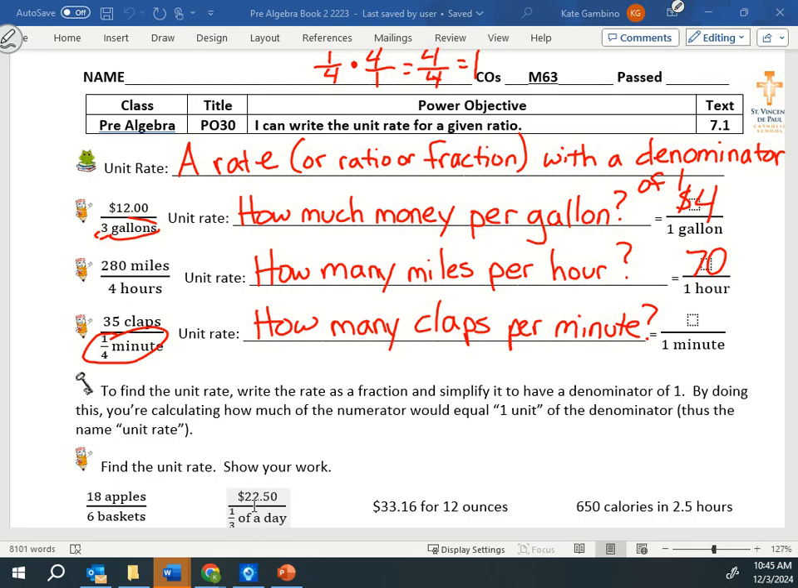So if I multiply 1/4 times 4 to get 1 minute, how many claps am I doing in that minute, Harper? 140 claps.